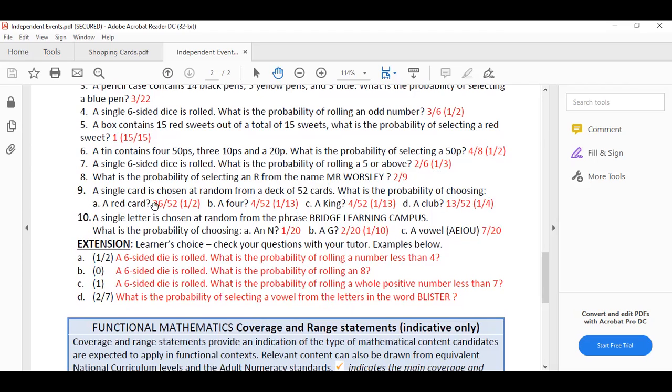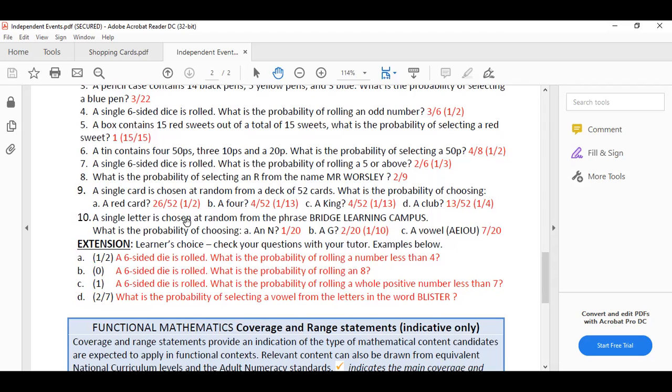Number 9, a single card is chosen at random from a deck of 52 cards. What is the probability of choosing a red card? That's 26 over 52, so that's half of the pack. A 4? Well, there's 4 suits, so there's 4 4s. That's 4 over 52, which can be simplified to a 13th. A king. Again, there's 4 kings in a deck. So 4 over 52 is a 13th. And a club. There's 13 clubs in the whole deck. 13 out of 52, which can be simplified to 1/4.